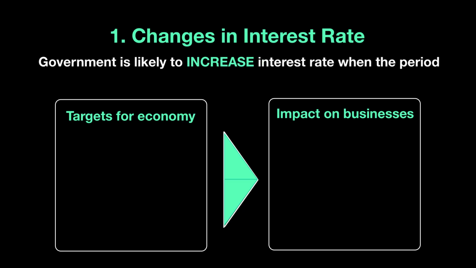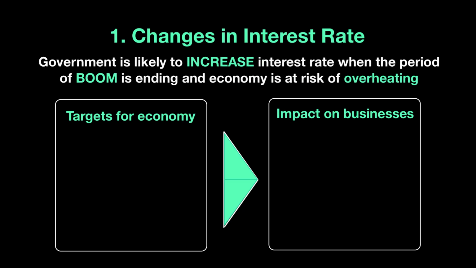The government will look to increase the rate of interest in the country. Now, what is interest rate? Interest rate is the cost of borrowing. It's the percentage that you have to give on top if you are borrowing from a bank or any other financial institution. So why is the government increasing the interest rate during a period of boom? Of course, this is happening more towards the later part of the boom period, not the earlier part, because the overheating process starts in the end.